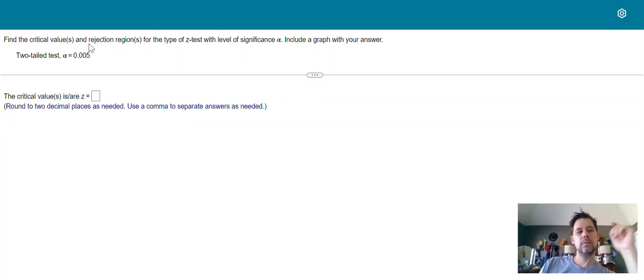All right, so let's do this problem that says find critical values in the rejection region for the type of z test with a level of significance alpha. So this is about hypothesis testing, and hypothesis testing is based on certain areas on the standard normal curve, okay?